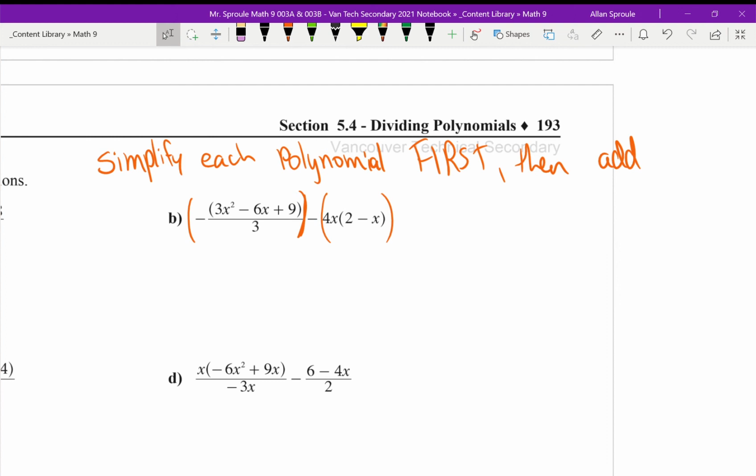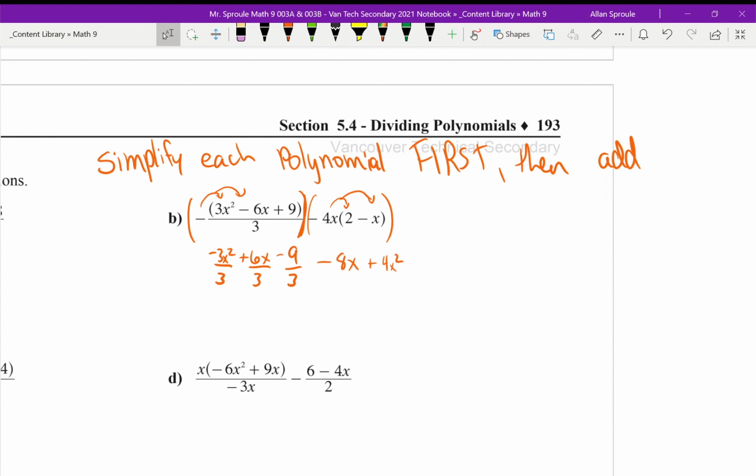Pardon me. So what I would do first is bring this negative in. So I would have negative 3x squared plus 6x minus 9. And I'm going to divide each of those by 3. So I'm taking 2 steps at once. I've split them, and I've also included the negative sign into both. Over here, I'm going to FOIL this through, and I'm going to include the negative sign. So this is going to be negative 8x plus 4x squared.